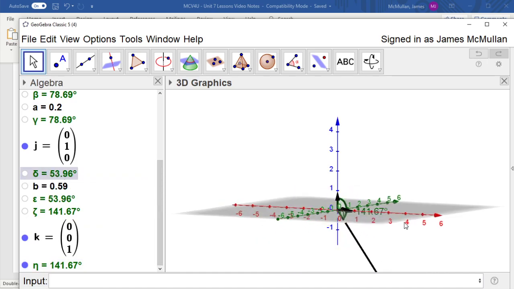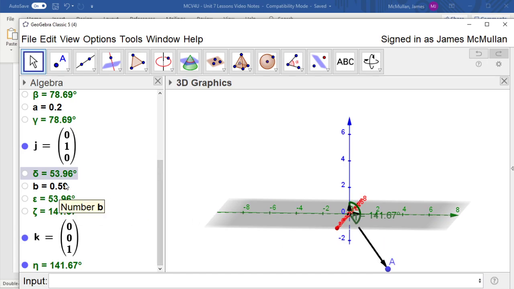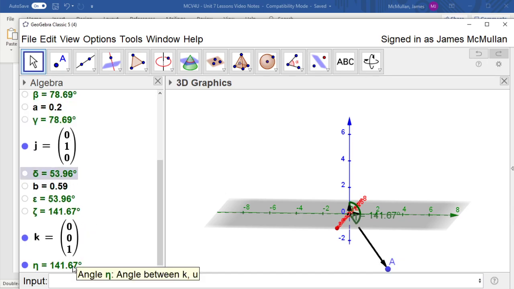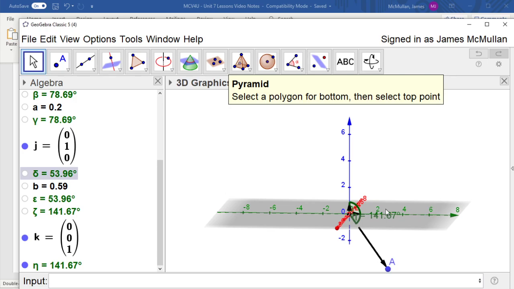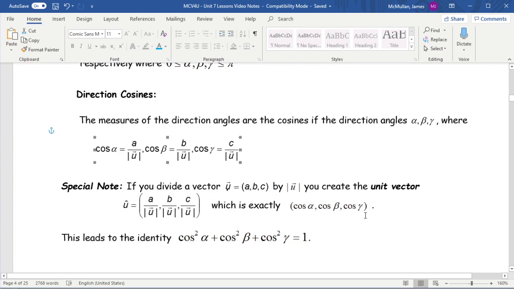Now, you could describe the location of point A as being root 26 units away from the origin at an angle of 141 to the positive z, 53.9 to the positive y, and 78.6 to the positive x. But the time it would take for a person to comprehend what you just said means this is not a helpful way to actually describe where a vector is. That said, I want you to know how to do it, and I want you to remember this identity down here. This is actually quite useful.